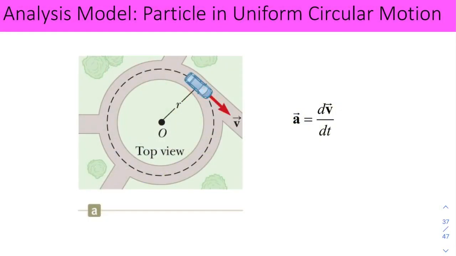Let's continue to another part where we are going to take a look at the particle in uniform circular motion. Let's say we have a car as our model particle here. We also experience this, right? Whenever we enter a roundabout, we are moving along a circular path, almost a circular path, depending on which exit you're going to take, isn't it?